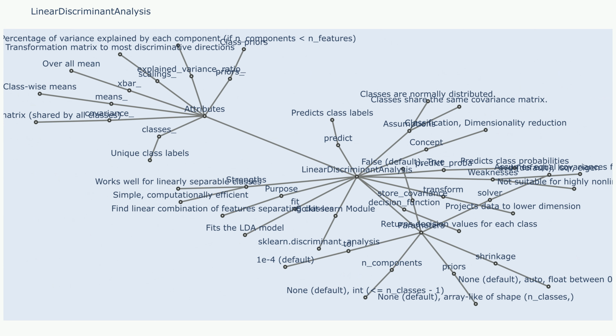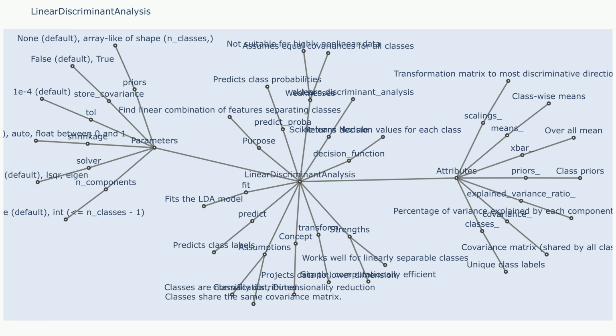Scikit-learn documentation: https://scikit-learn.org/stable/modules/generated/sklearn.discriminant_analysis.LinearDiscriminantAnalysis.html. Wikipedia article on linear discriminant analysis: https://en.wikipedia.org/wiki/Linear_discriminant_analysis. A practical guide to linear discriminant analysis: https://machinelearningmastery.com/linear-discriminant-analysis-for-machine-learning.